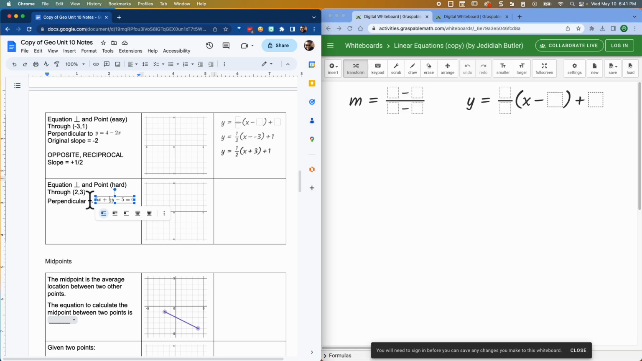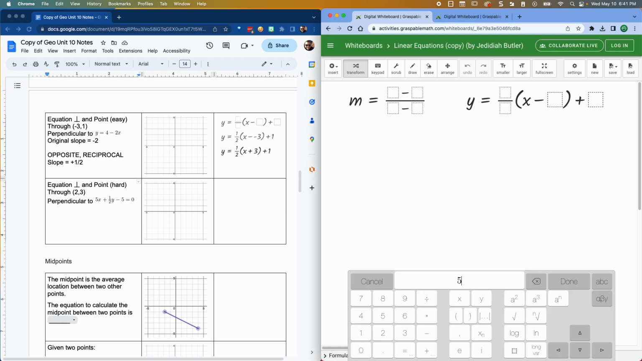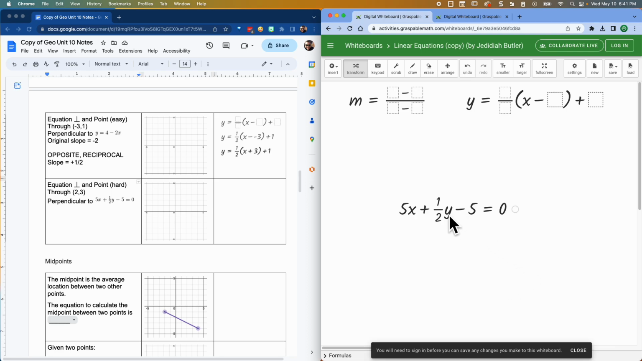I'll reload my math.new so I can work out some of these slopes. We have 5x plus 1/2 times y minus 5 equals 0. Okay. Let's see what we can do. I would like to try and get y by itself. That's kind of like my first idea. And if I'm trying to get y by itself, I can move some things around to the other side. I can also multiply.